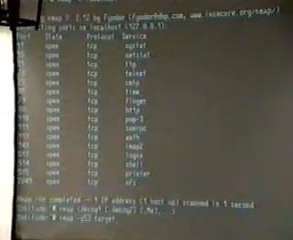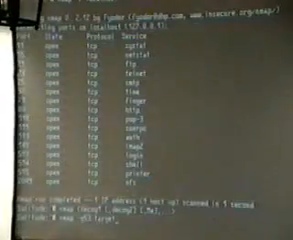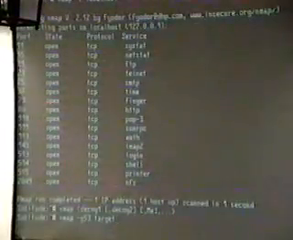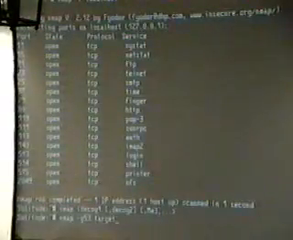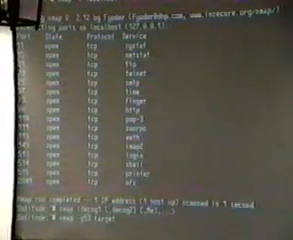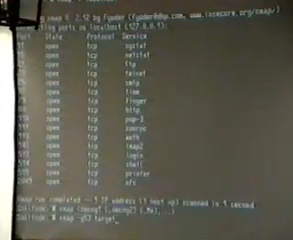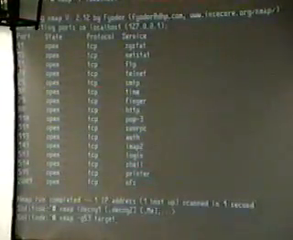It's kind of along the lines of Firewalk. I don't know if any of you saw that by Route. You can check that out at packetfactory.com. Does anyone have any questions?